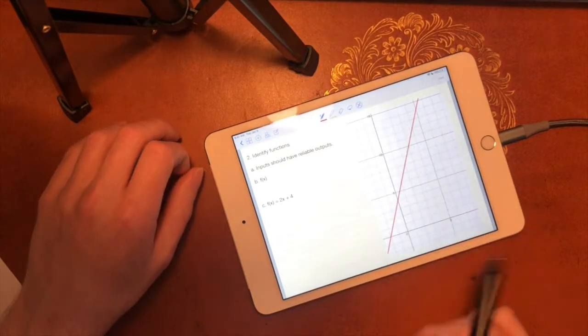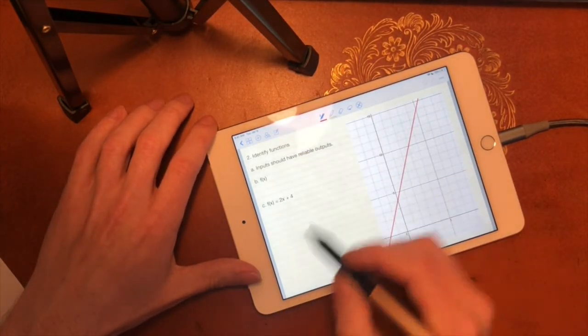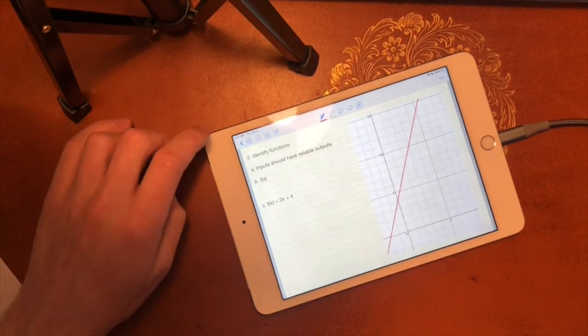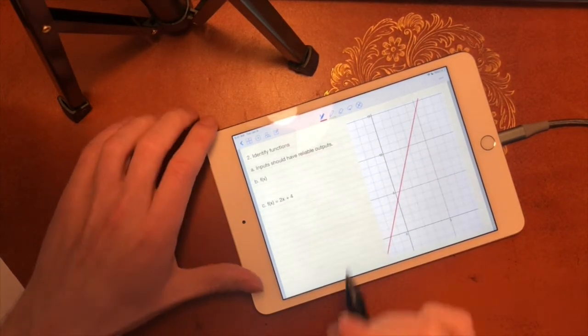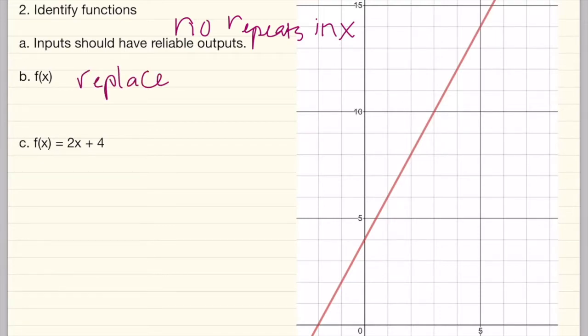So identifying functions. Inputs should always have reliable outputs. If you give an input of a number, there should always be one output. You can rely on that output always being the same, which means that we cannot have repeating x values. So no repeats in x. We could have repeats in y, that's fine, happens all the time, but when we have a function, there are no repeats in x.